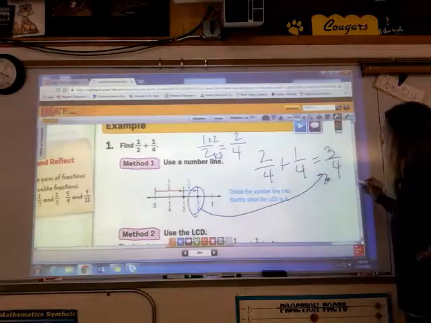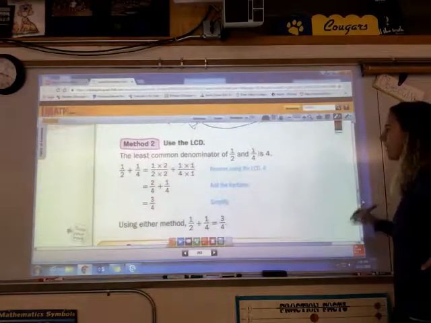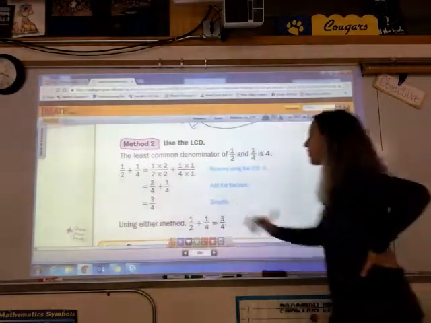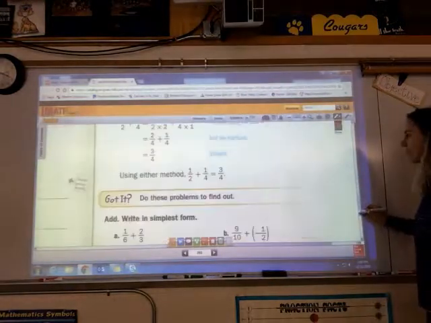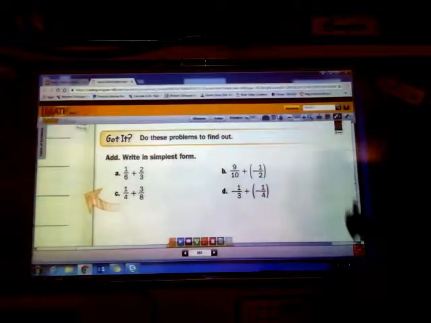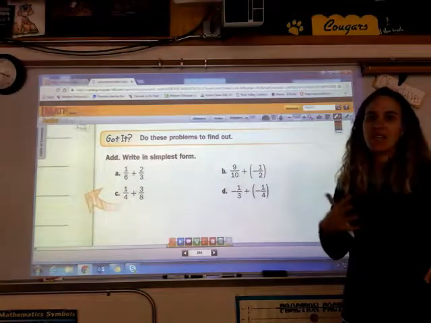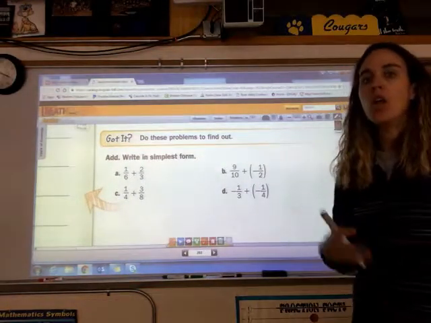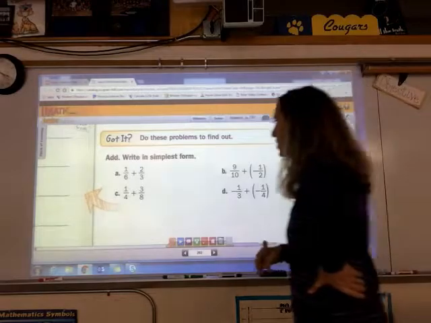Method number 2, you're going to see that they use their least common denominator. They are using the 4, and they come up with 3/4, okay? We're going to take a look at Got It problems A through D together, to work through these so hopefully you have a good understanding, okay?